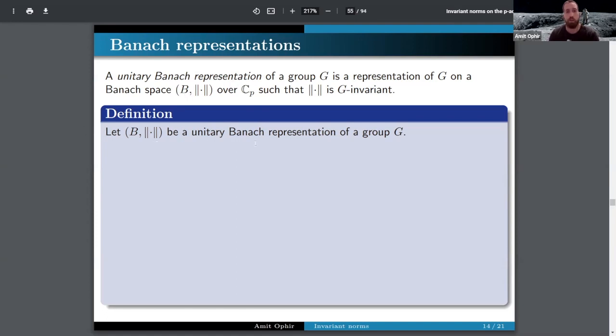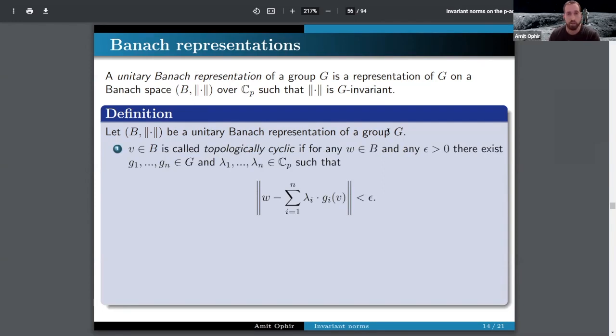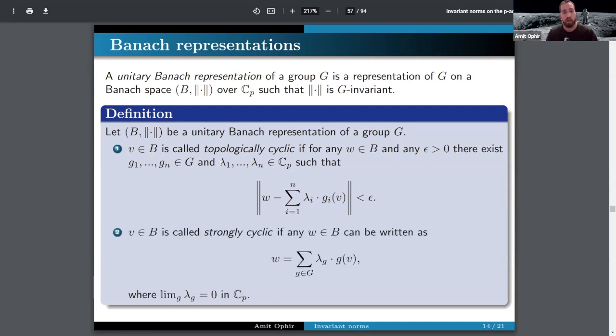Okay, so given such a unitary Banach representation of a group G, as usual, we will say that the vector v in B is topologically cyclic if the sub-representation it generates is dense in B. And I will say that the vector v in B is strongly cyclic if, moreover, any element w in B can be written as a convergent sum like this, which means that these coefficients, all of them except for countably many maybe, are 0, and the non-zero ones converge to 0 in C_p.